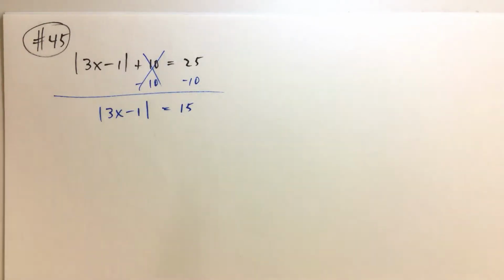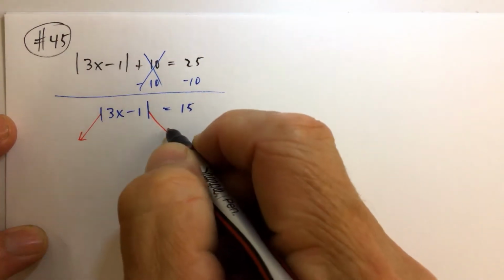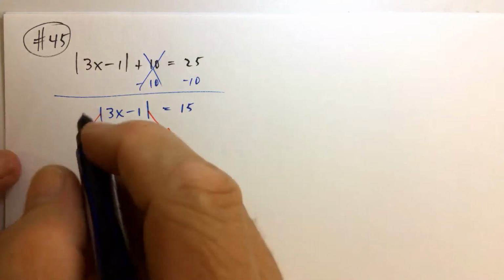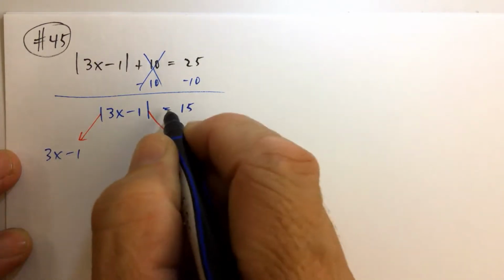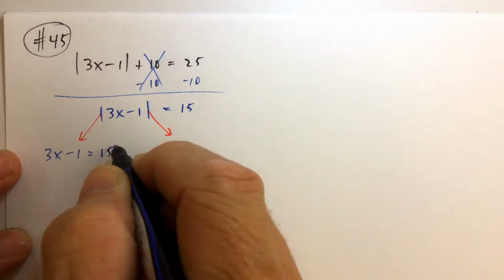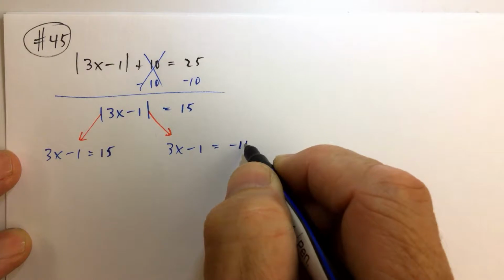Now, when we get the absolute value bars by themselves, we break it up into two different equations. So we have 3x minus 1 is equal to 15, and then we have 3x minus 1 equals the opposite of 15.